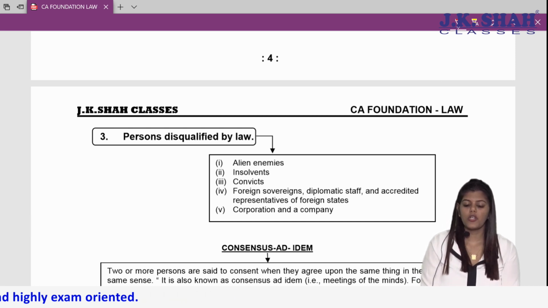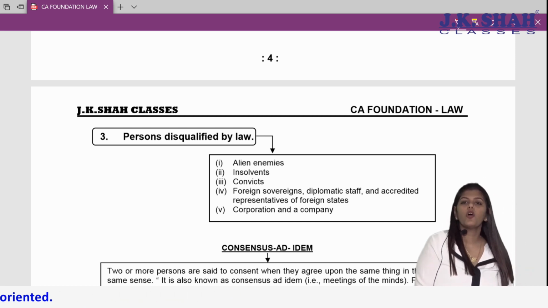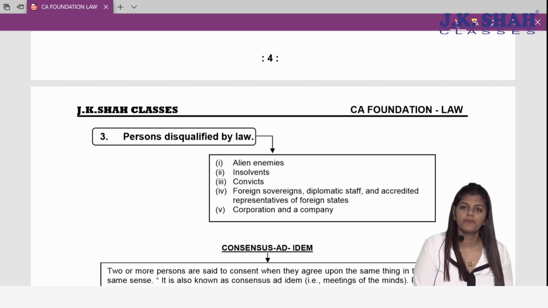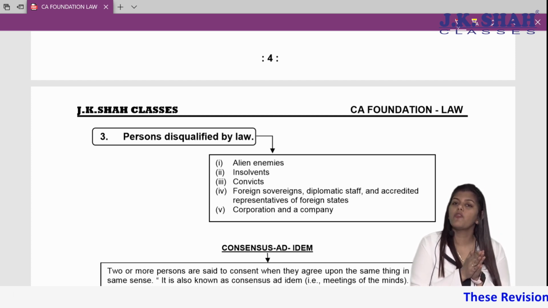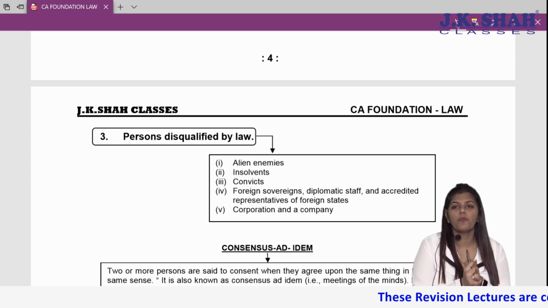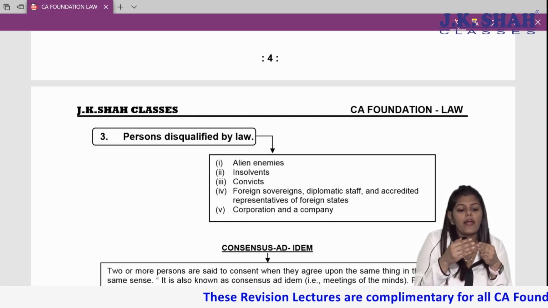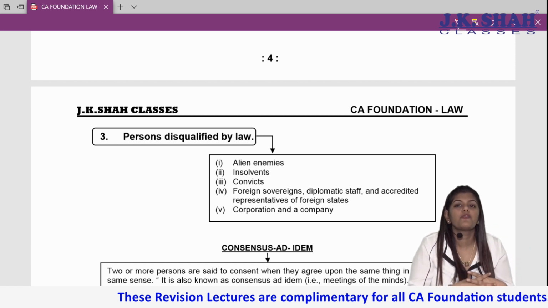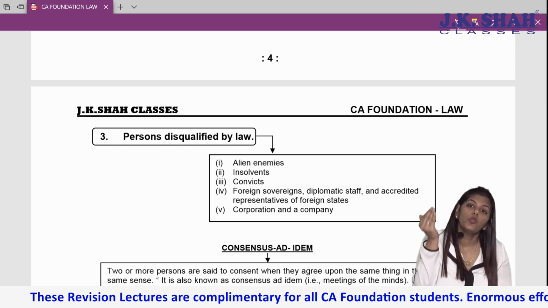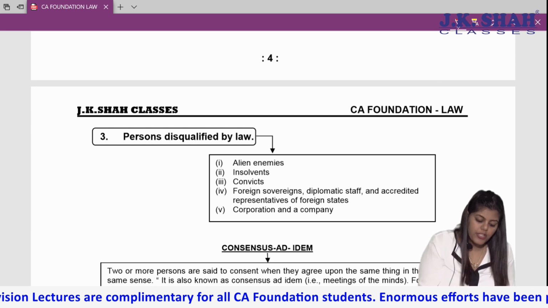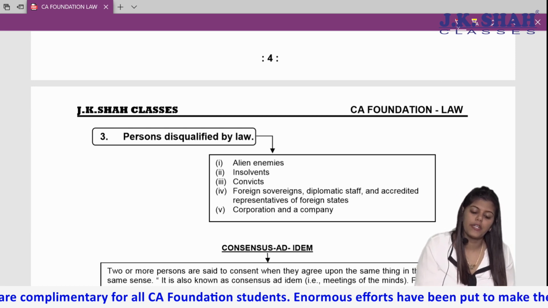Last one, corporation and a company. Every company and a corporation has been given some limit. So, there is memorandum of association for a company, and for corporation they have their own laws. So, a company and corporation can act only within their powers. If they go outside their powers, those contracts are void. Within powers, the contracts are perfectly valid.